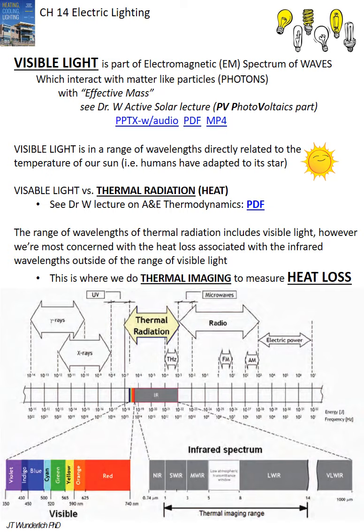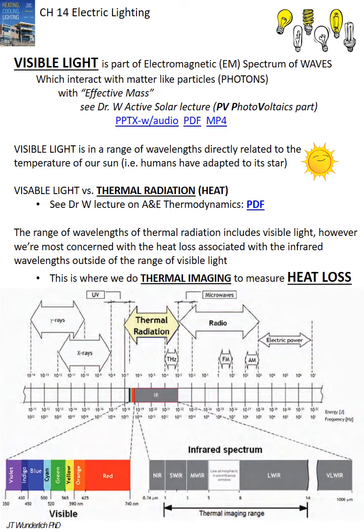So we want to drill down a little bit now into, and this is now chapter 4 out of the one source textbook here, and most of what this slide is paraphrased somewhere in that chapter. But again, visible light is part of the electromagnetic spectrum, and you can go back and look in photovoltaic lectures on that. Visible light is in a range of wavelengths directly related to the temperature of our sun, because that's the star our planet is orbiting around. Visible light versus thermal radiation, so that's the trade-off. And you want to see the thermodynamic trade-off of that in the lecture on thermodynamics.